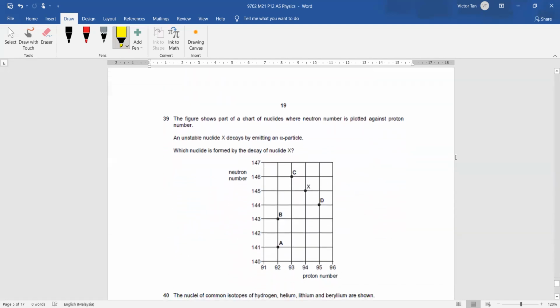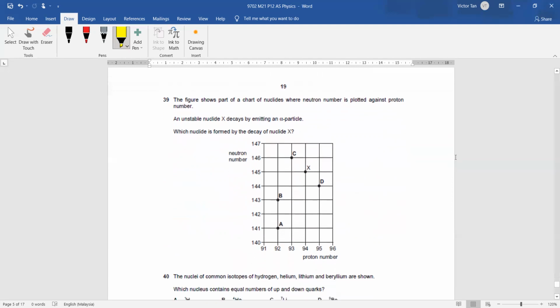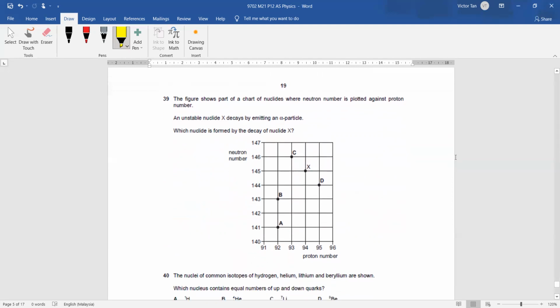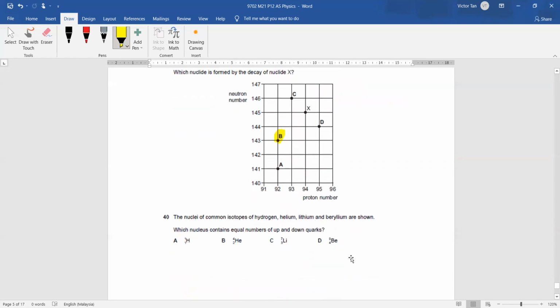The figure shows part of a chart of nuclides where neutron number is plotted against proton number. The unstable nuclide X decays by emitting an alpha particle. Which nuclide is formed by the decay of nuclide X? So it decreases 2 neutrons and decreases 2 protons. So it's B. Elementary. Some questions are easy, some questions are difficult.